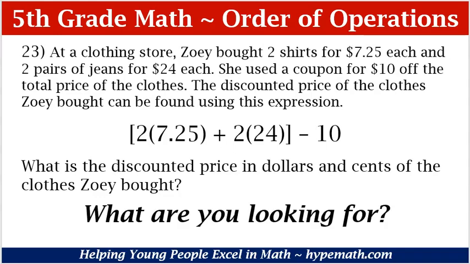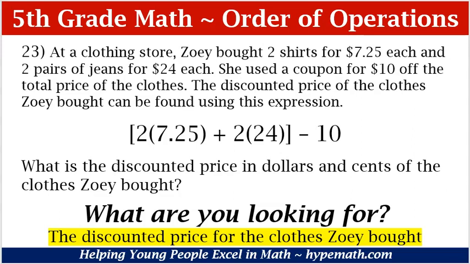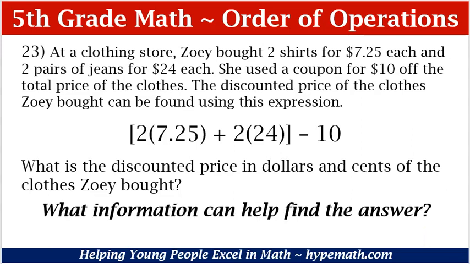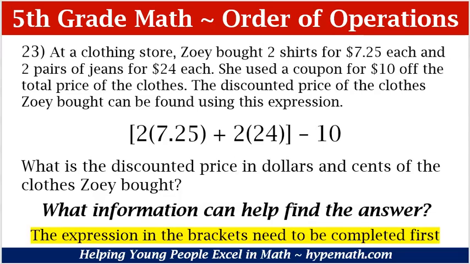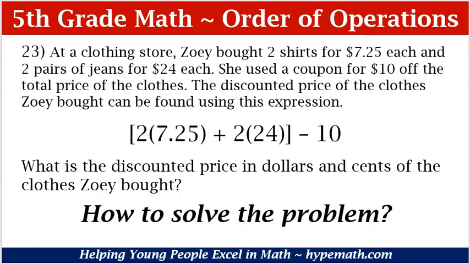Our first important question, what are we looking for? We are looking for the discounted price for the clothes Zoe bought. What information can help us find the answer? The information that can help us find the answer is we need to calculate what's inside of the brackets first. How do we solve the problem? Let's dive in to see.